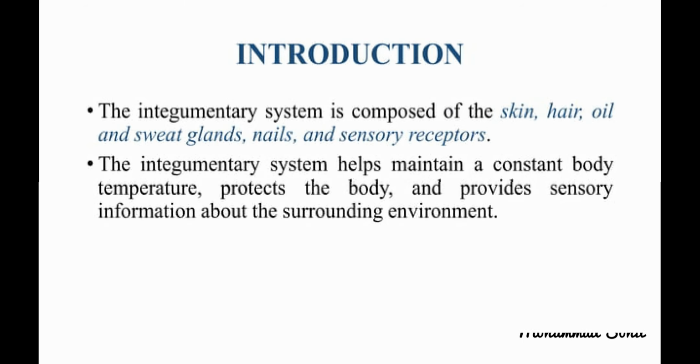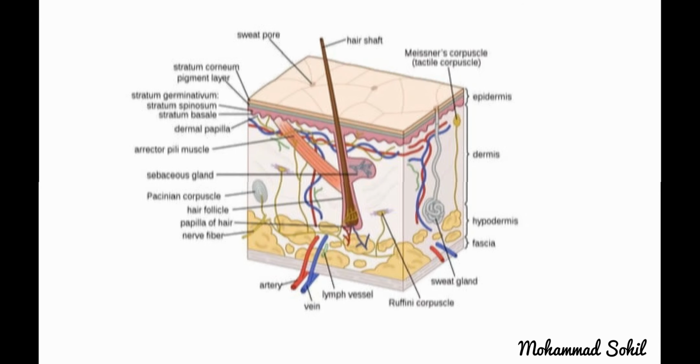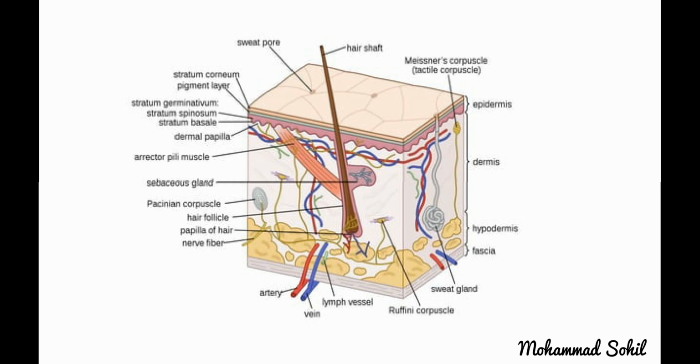First of all, coming to the introduction of the integumentary system. The integumentary system is composed of the skin, hair, oil and sweat glands, nails, and sensory receptors. The integumentary system helps maintain a constant body temperature, protect the body, and provide sensory information about the surrounding environment. So this is the basics behind the integumentary system. As you see, this is the structure of skin. Now, what is the structure of skin?